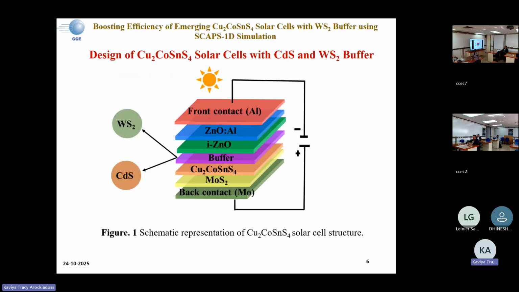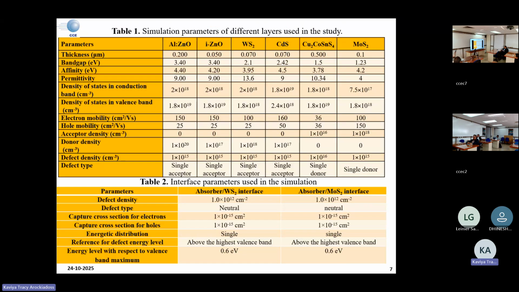In this work, we have designed this copper, cobalt, and sulfur solar cell in this structure using SCAPS-1D. Here, we have also designed a solar cell using cadmium sulfide to compare and show the dominance of tungsten disulfide over this cadmium sulfide. We have used these simulation parameters in SCAPS-1D. These parameters are taken from the experiment.